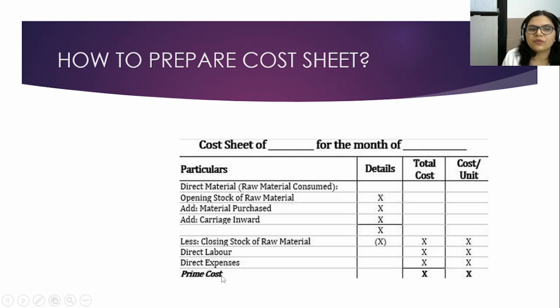First we will calculate the prime cost. As we already have discussed in the previous slides, prime cost is the summation of direct material, which is also known as raw material consumed, plus direct labor plus direct expenses. Direct material: opening stock of raw material, add material purchased, carriage inward, less closing stock of raw material, and finally we will arrive at direct material, or raw material consumed. Then we will add direct labor and direct expenses, and we will arrive at prime cost.